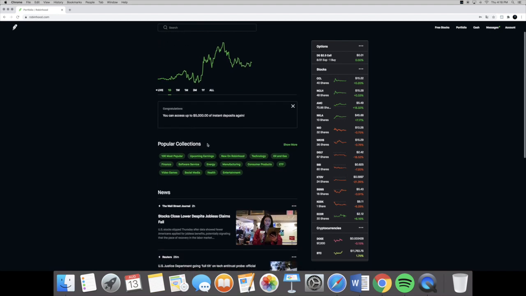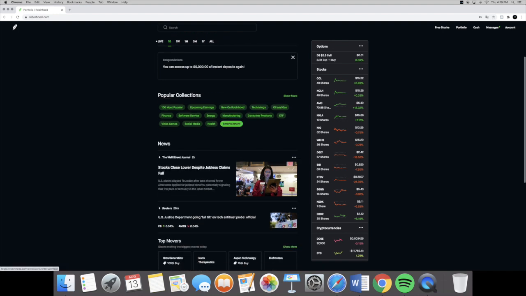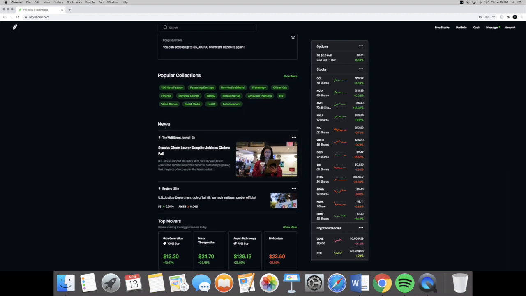Right here at the bottom, you can see the popular collections. So you can look through them to get an idea of which stocks are going high, which stocks are going low, and different stuff like that. You keep going down here, and they have news. Click right here where you can see the different news for different stocks during the day.